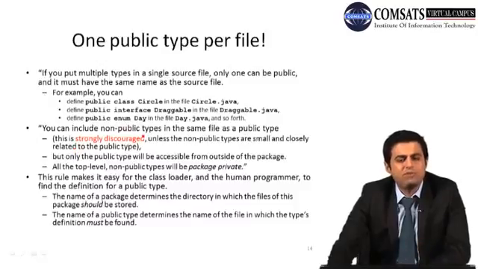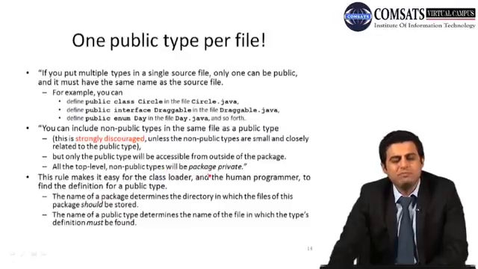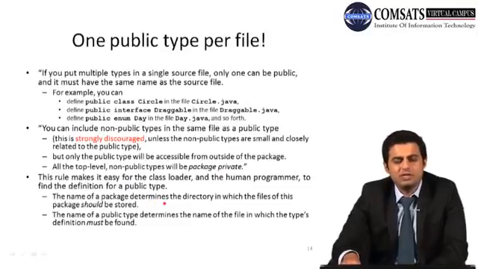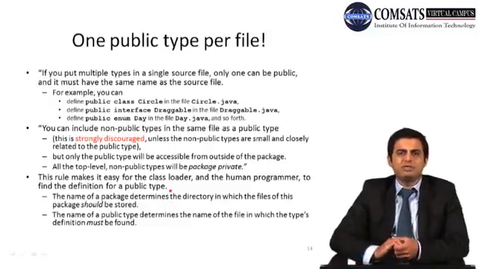You can also include non-public types in the same file as a public type. This is strongly discouraged though, unless the non-public types are small and closely related to the public type. Only the public type will be accessible from outside of the package. All the top level non-public types will be package private. This rule makes it easy for the class loader and the human programmer to find the definition for a public type. The name of a package determines the directory in which the files of this package should be stored. The name of a public type determines the name of the file in which the type's definition must be found.